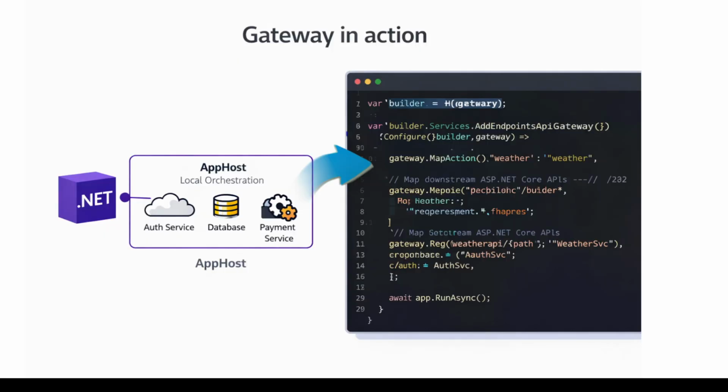With that understanding, let's move to the code. We will build our YARP API gateway and make it the single entry point for our microservices. This is a major architectural milestone.